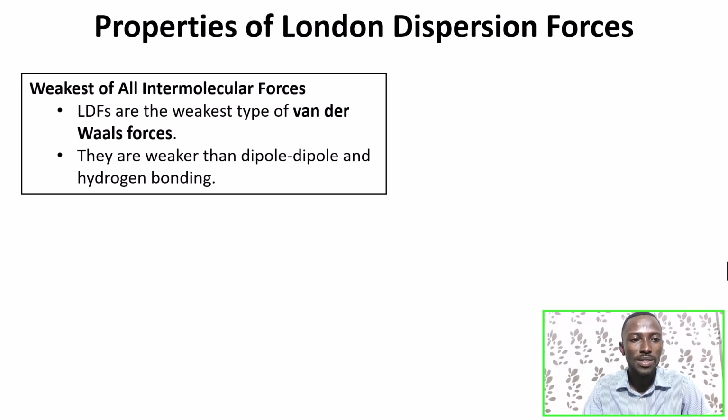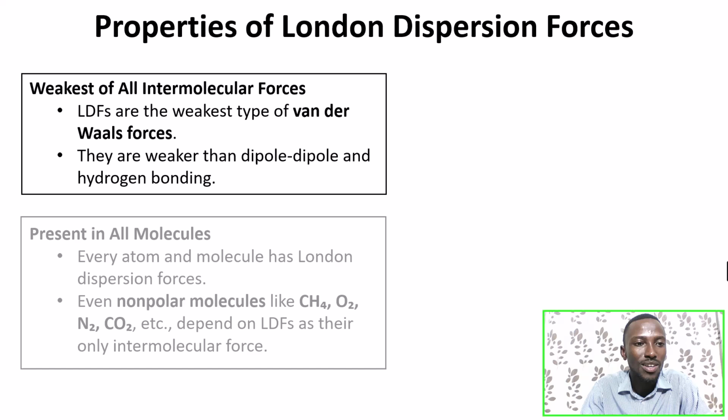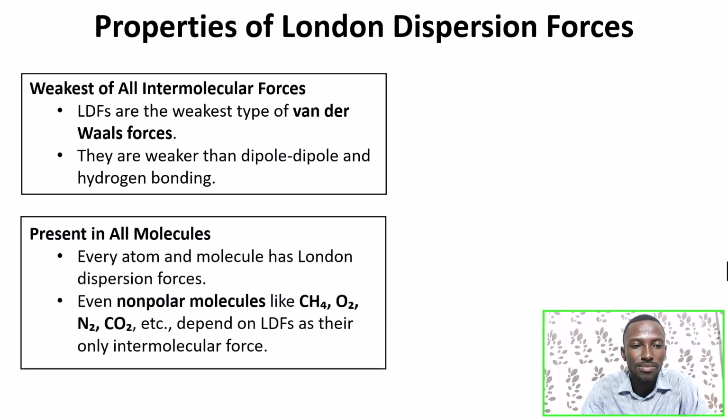So there's one point here. They say London dispersion forces, or LDFs, are the weakest type of van der Waals forces. Van der Waals force is just the collective name for all these intermolecular forces we have discussed, and they are weaker than dipole-dipole and hydrogen bonding. What is the next property? London dispersion forces are also present in all molecules. Good. All molecules, not only organic compounds.